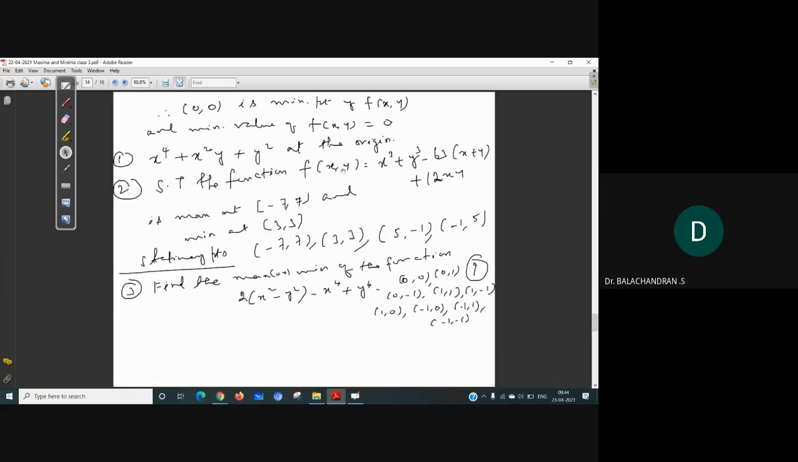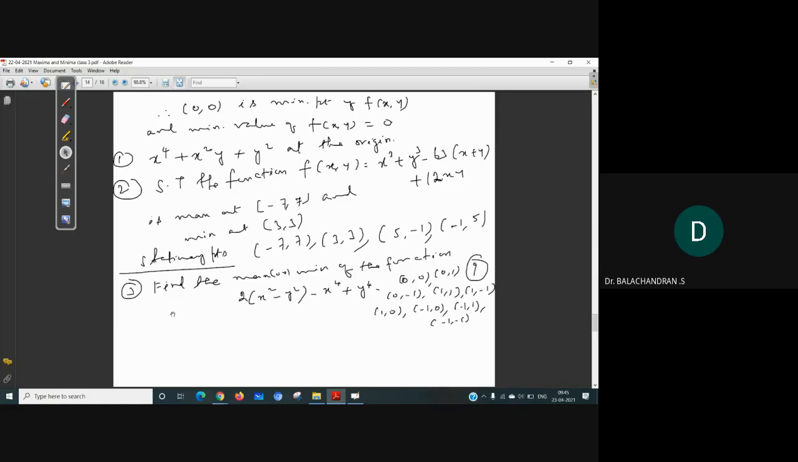Second column, show that the function f of x comma y equal to x cube plus y cube minus 63 into (x plus y) plus 12xy is maximum at minus 7 comma minus 7 and the minimum at 3 comma 3. So stationary points for this function are minus 7 comma minus 7, 3 comma 3, and then 5 comma minus 1 and minus 1 comma 5.